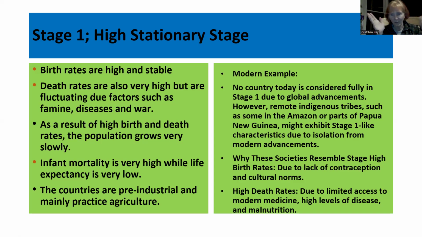Okay, a modern example. Actually, there aren't any countries that fit this model, but no country today is considered fully in stage 1 due to global advancements. So the world has moved on from stage 1. However, remote indigenous tribes, such as some in the Amazon or parts of Papua New Guinea, might exhibit stage 1-like characteristics due to isolation from modern advancements. But this is quite rare. These societies resemble stage 1 with high birth rates due to lack of contraception and cultural norms, and high death rates due to limited access to modern medicine and high levels of disease and malnutrition.